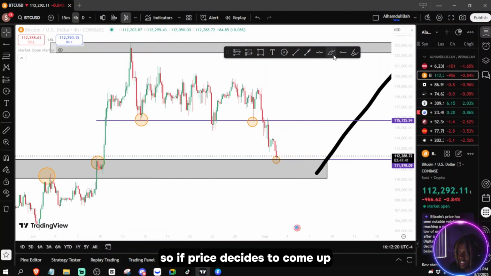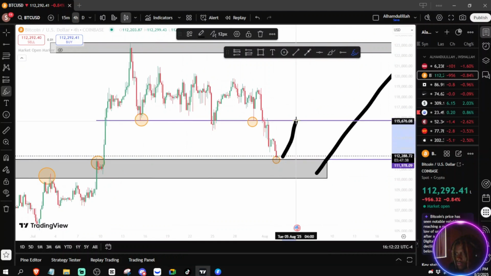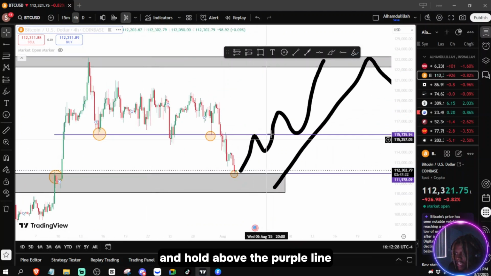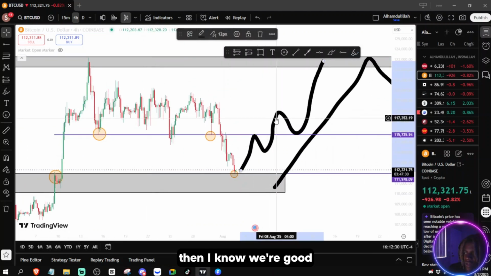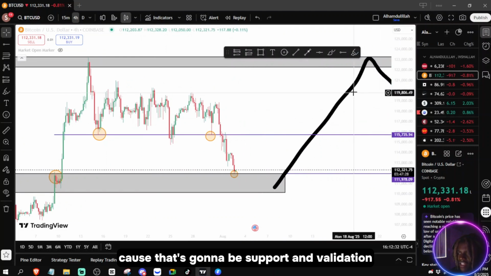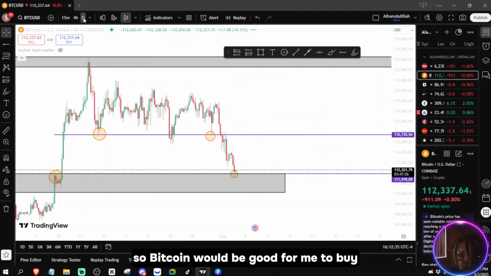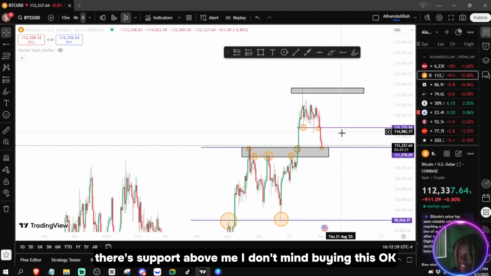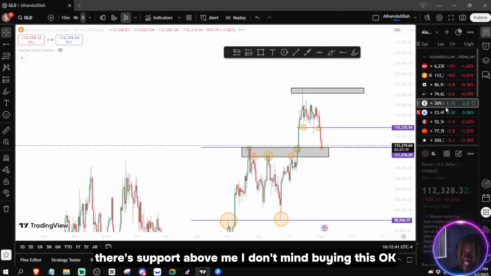So if price decides to come up and do that and break above the purple line and hold above the purple line, then I know we're good, because that's going to be support and validation. So Bitcoin would be good for me to buy because we're not at all-time highs already. There's resistance above me, there's support above me. I don't mind buying this.